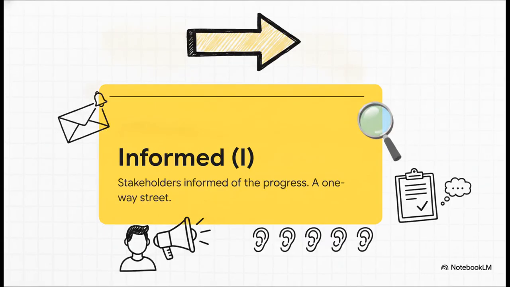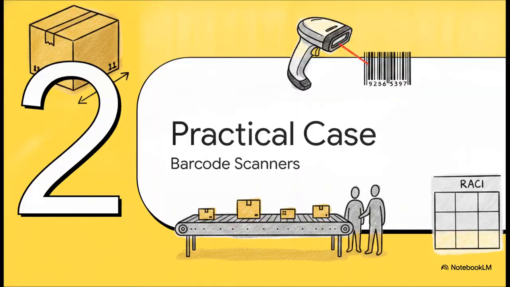And finally, the I stands for informed. So if consulted was a two-way street, informed is strictly a one-way street. These are the stakeholders who just need to be kept in the loop. They do not get a vote on how the work is done, and you don't need to ask them for advice beforehand. You simply notify them of the outcome after the fact. It's a great way to keep people updated without bogging down your project with way too many cooks in the kitchen. Section 2. A practical case with BlueprintRM&co's barcode scanners.